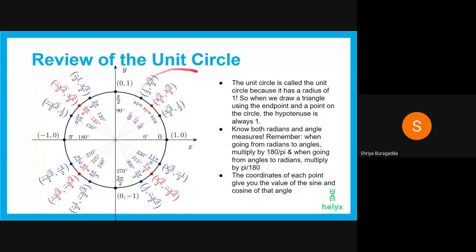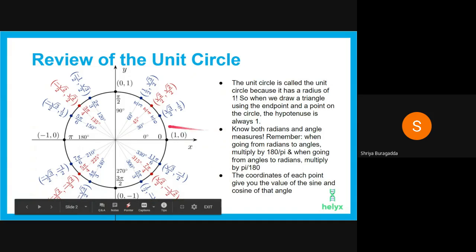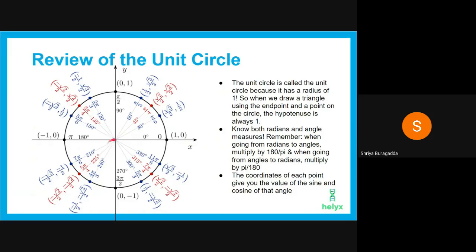So first we're going to be starting with the unit circle. So just a quick review, the unit circle is called the unit circle because it has a radius of 1. So when we draw any triangle using the origin, that's not supposed to say endpoint, origin, and then any point on the circle, the hypotenuse is always 1. So if we draw a triangle here, it would have a hypotenuse of 1 and so on.